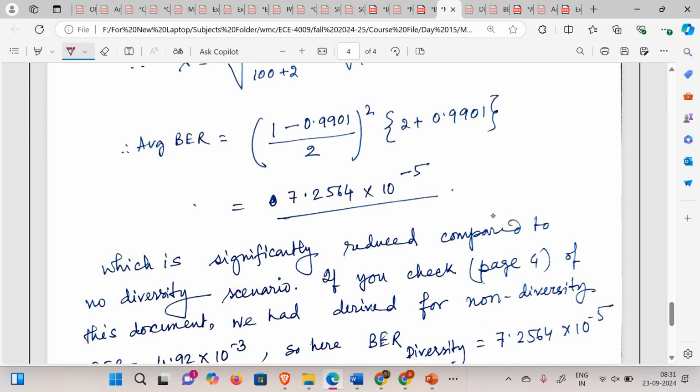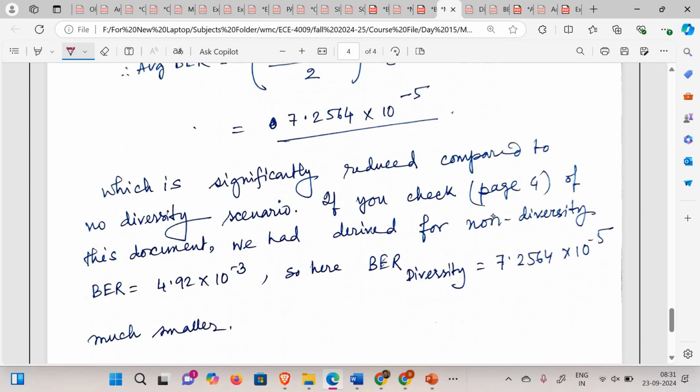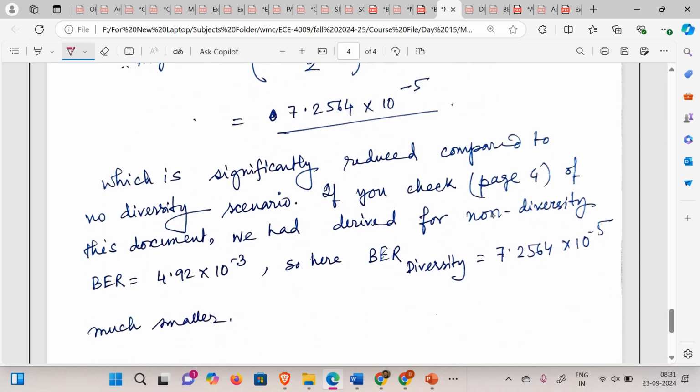It's about the portion of the 10 to the power minus 5 or minus 2 that is important. So we are attaining almost minus 6, almost a very low value. So that is being given over here. You can see which is significantly reduced compared to a no diversity scenario. What is a no diversity scenario? It's a SISO scenario where L equals 1. We have single antenna and single receiver. So there is a high chance of deep fading.